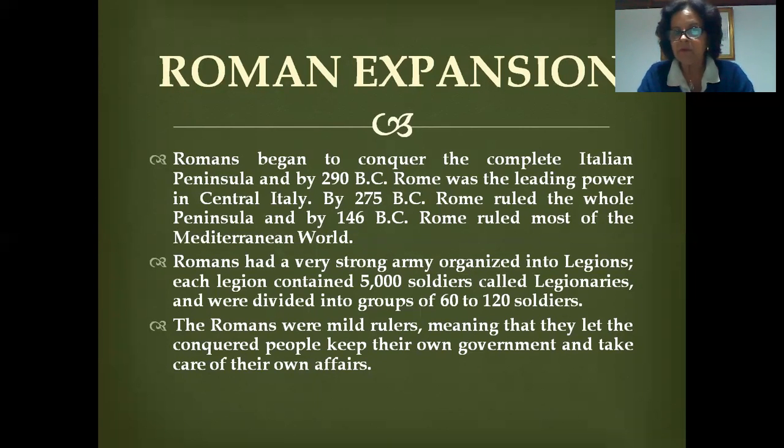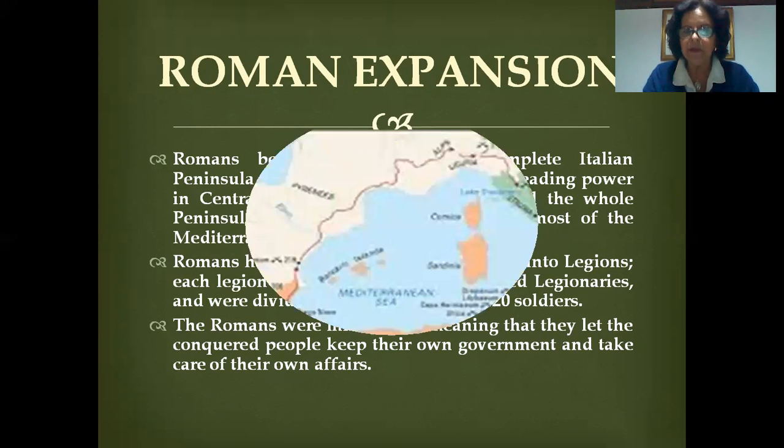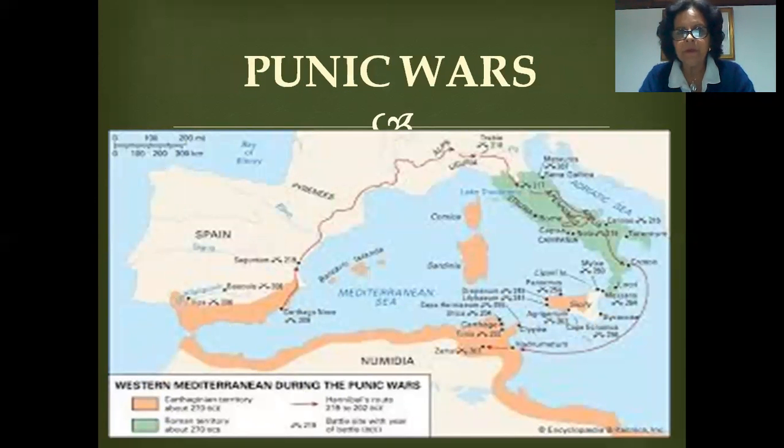Romans had a very strong army organized into legions, with legionnaires. They also had rulers, meaning that the people they conquered kept their government and took care of their own affairs. Then we have the new map here as we're going to talk about the Punic Wars. We have the Mediterranean and all the area that was conquered by the Romans.